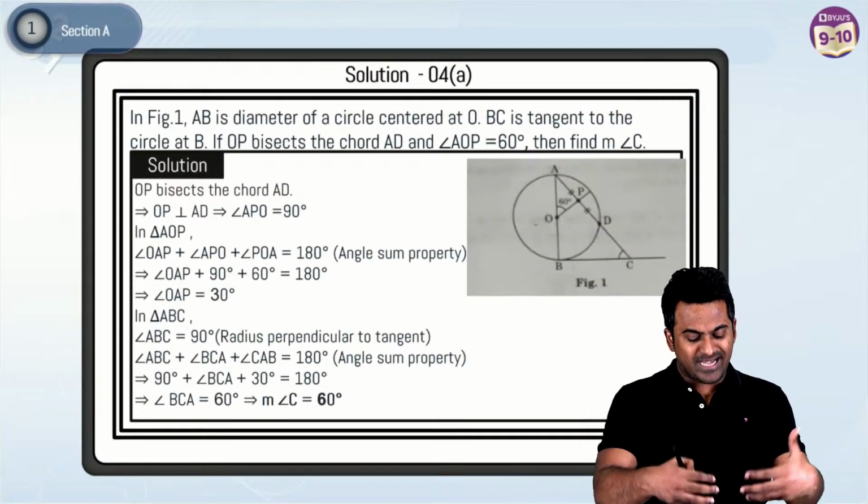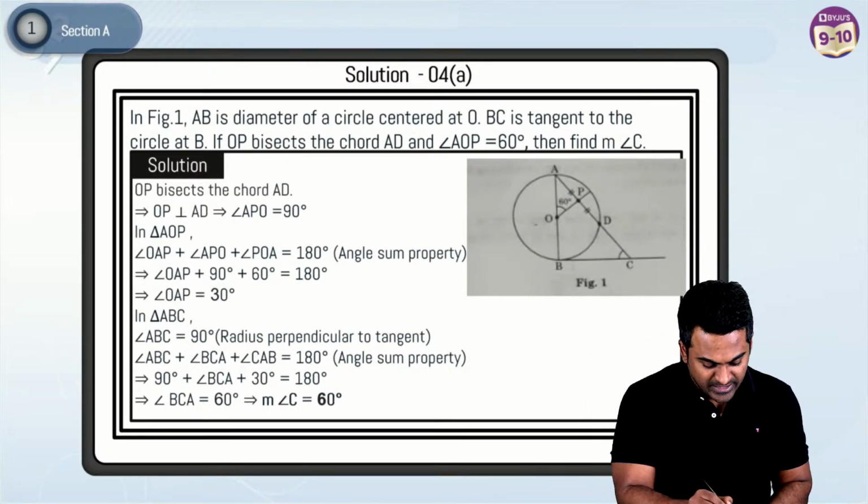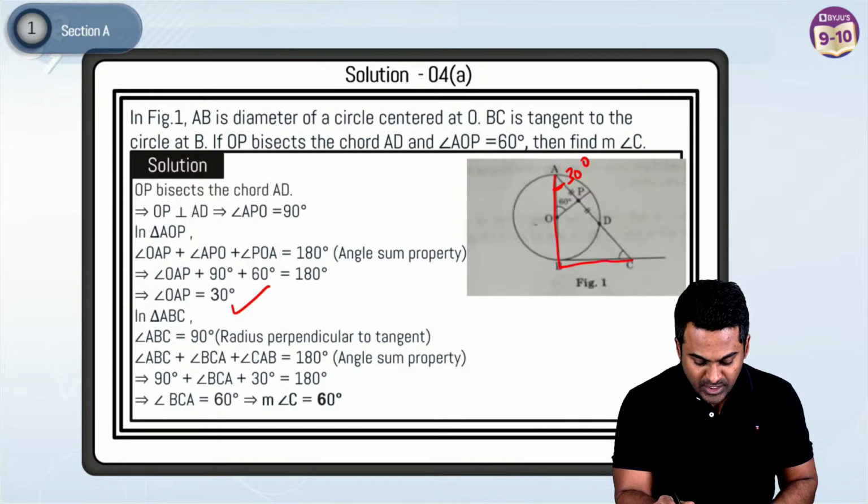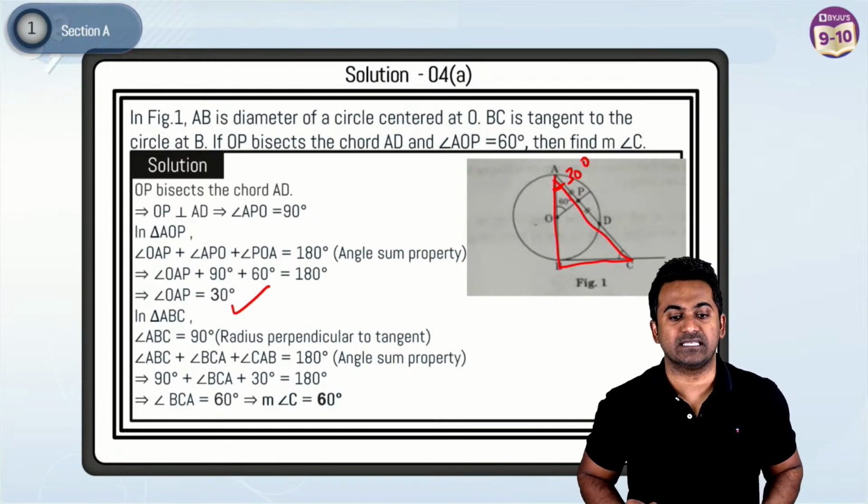You should be writing the solution like this. First thing, write all of this down, angle sum property. You first figure out this angle to be 30 degrees, and then you take care of this triangle ABC and figure out angle C as 60 degrees.